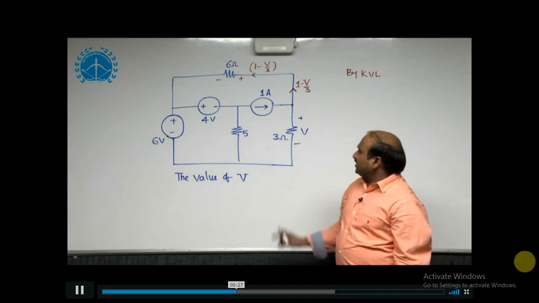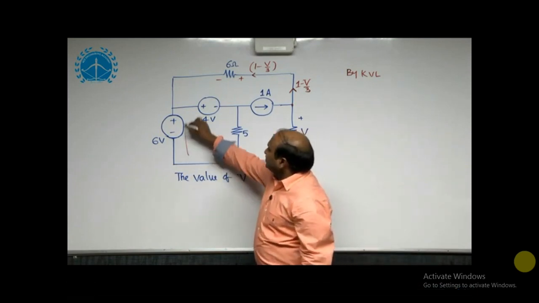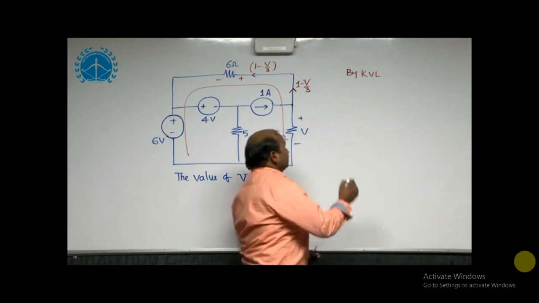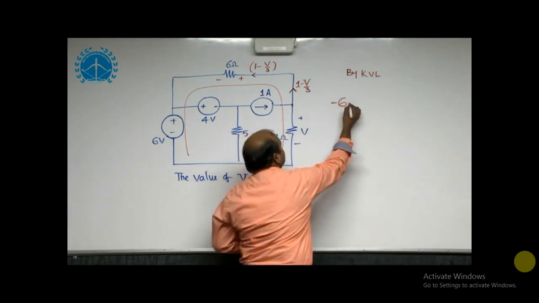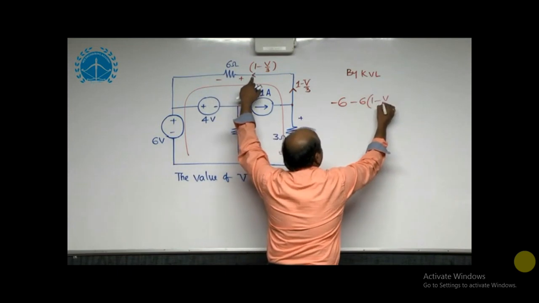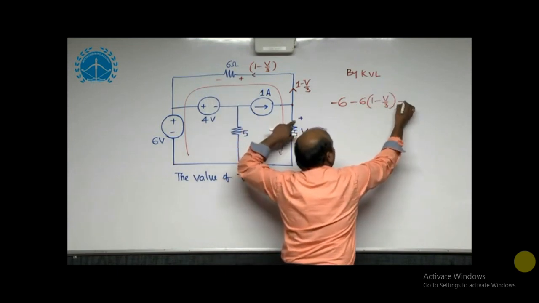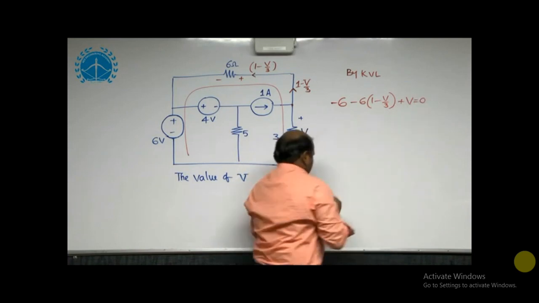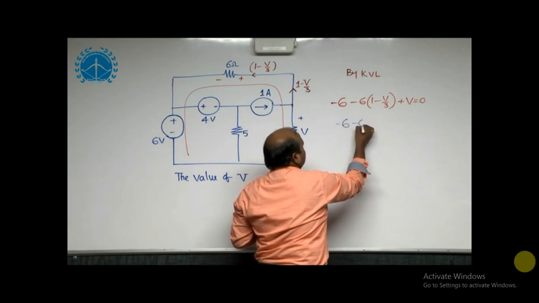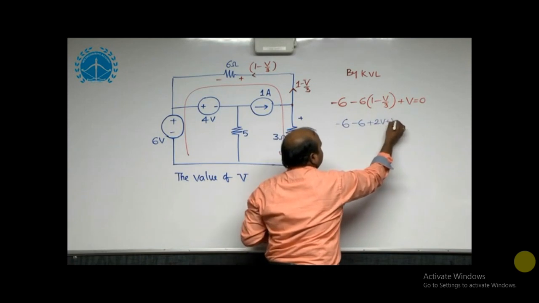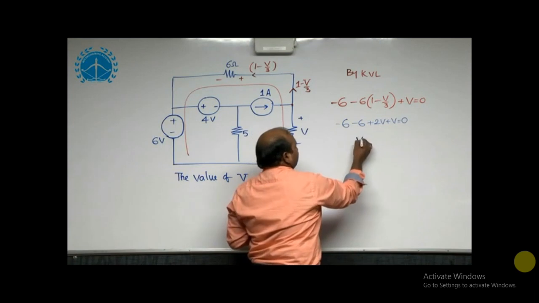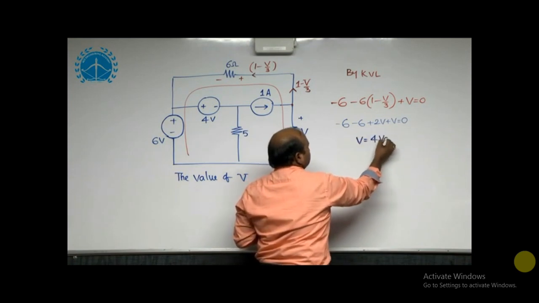To obtain the value of V, I would like to apply the KVL for this total closed path. Once you apply the KVL for that closed path, that is minus 6 into 1 minus V by 3 plus V is equal to 0. With that, minus 6 plus 2V plus V is equal to 0. From this you will get V value is equal to 4 volts.